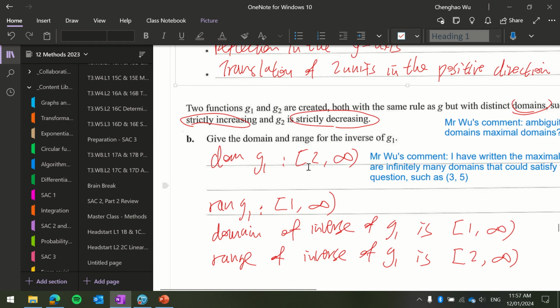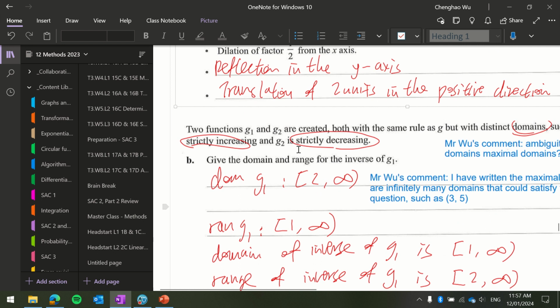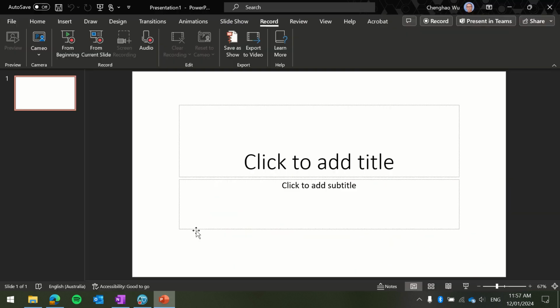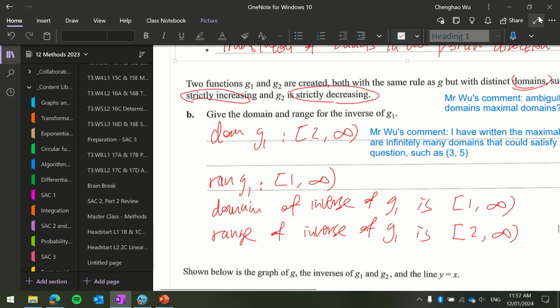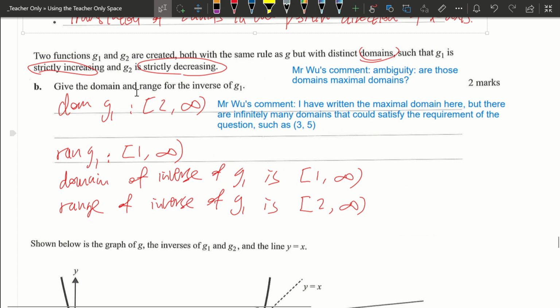Same thing with decreasing. It's not asking for G2, so it's fine. Decreasing, same idea. You have the maximum domain when it's decreasing from negative infinity to 2, but then anything on the negative side can also be correct. But I have given the maximum domain of G1 and the maximum range of G1, which means the domain becomes the range of the inverse, and the range becomes the domain of the inverse. So you just switch domain and range, and you have the inverse domain and range.